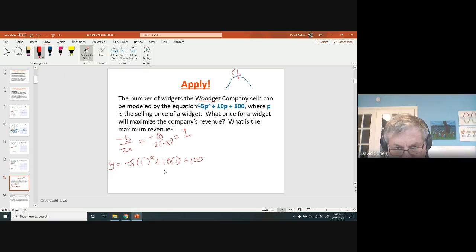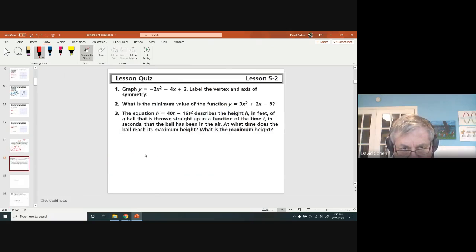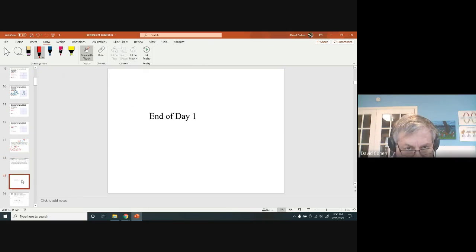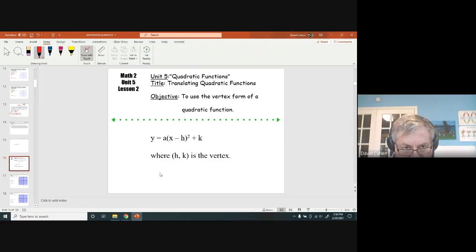So our maximum profit, what price for a widget, how much would it cost? Let's make this a dollar y value. And that's going to equal -5 plus 10 plus 100. I want to sell my widgets for $105. And now we've applied this model for selling. This is a lesson quiz, and let's go on to day 2.